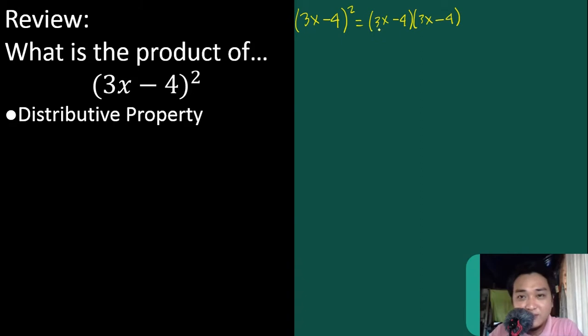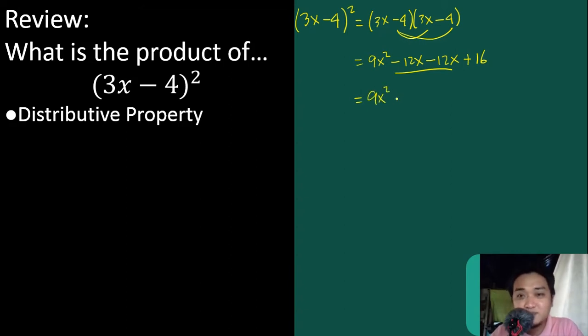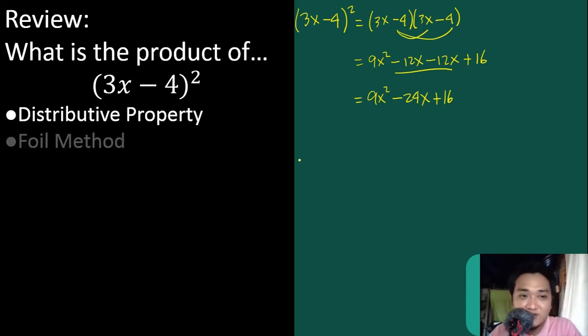So that is the same as 3x times 3x, iniisa-isa natin, so that is 9x squared. 3x times negative 4, that is negative 12x. And then negative 4 times 3x, that is also negative 12x. And then negative 4 times negative 4 is positive 16. Then let us evaluate the middle term because they are like terms. So that is 9x squared minus 24x plus 16.